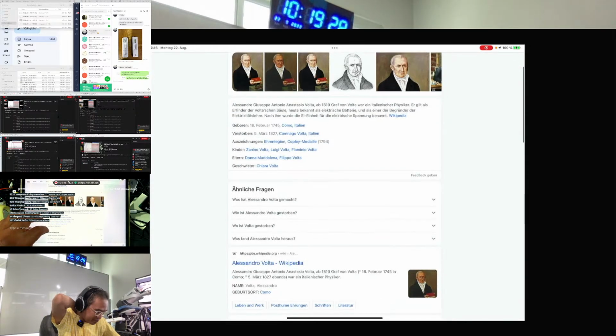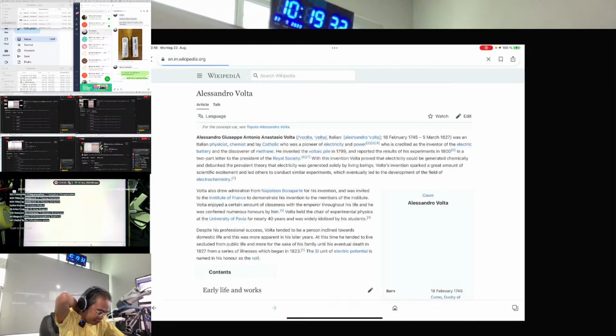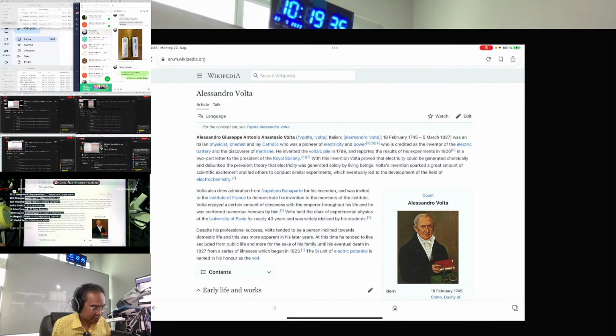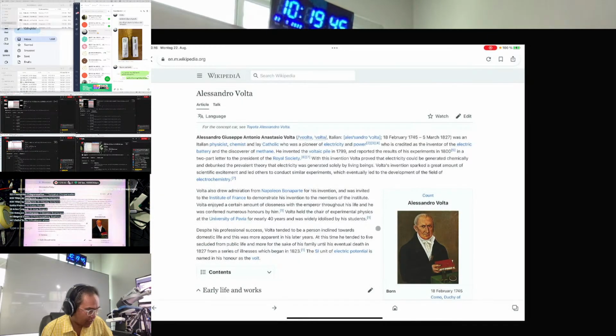This person, Alessandro Volta. Okay, this person, Alessandro Giuseppe Antonio Anastasio Volta. Okay, Volta. Volta is famous. He discovered many things like battery, a capacitor. Okay, he also discovered capacitor and battery.